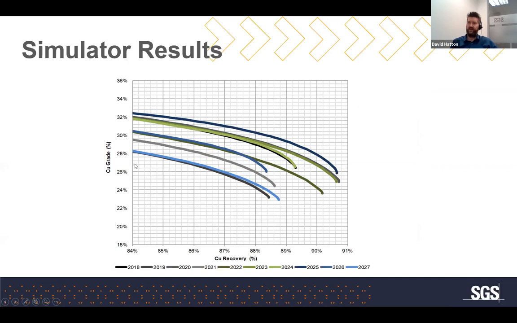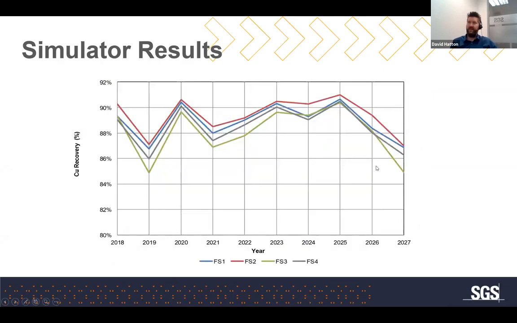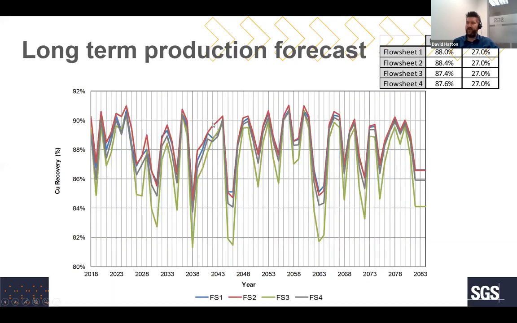Again, we can select our target grade. Let's say we're going to select 27% concentrate grade, and then we can see what our overall recovery will be for the different flow sheets for the different years of production. So this is going to help us make our selection. And as you can see, flow sheet 1 and flow sheet 2 are sitting on top here, the red and blue ones, as shown before. Most of the time, flow sheet 2 is sitting above flow sheet 1, getting higher recoveries. And again, we can adopt this approach, and we can continue through the life of mine. So this is the next 60, 70 years of production.